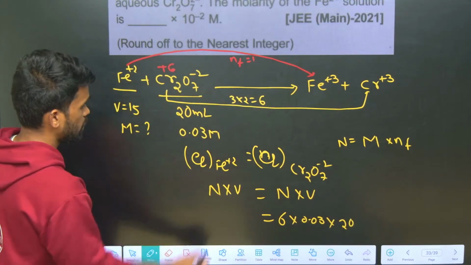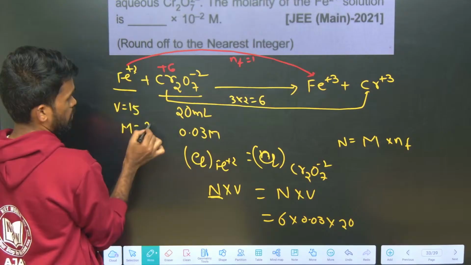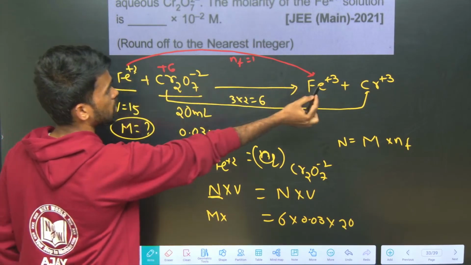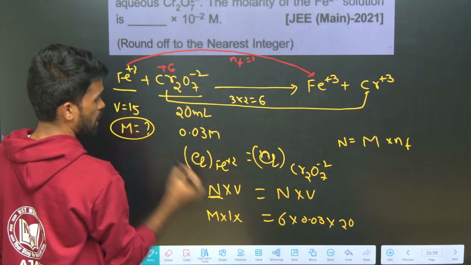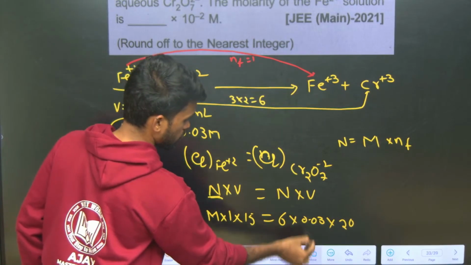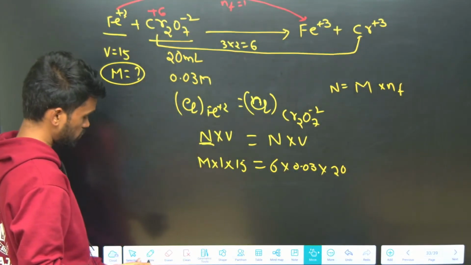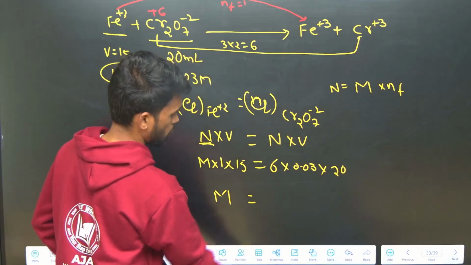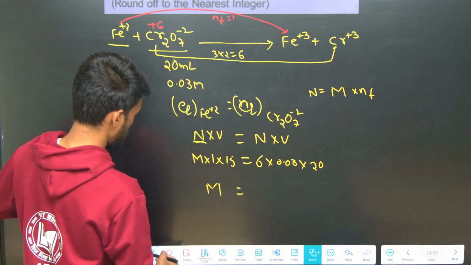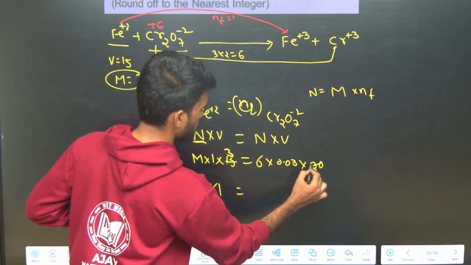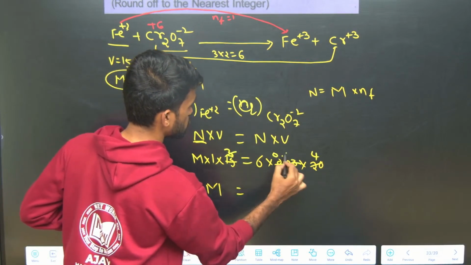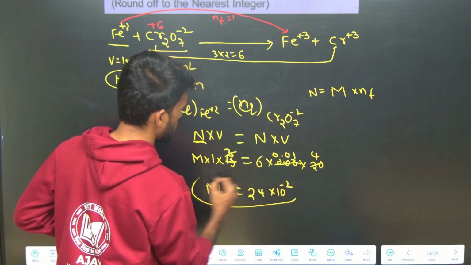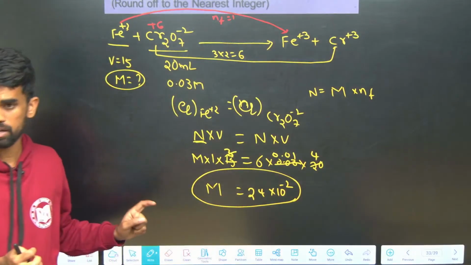And on this side, what is its molarity? We need to find it. What about its N factor? Fe +2 is converting into +3, which means the N factor is 1. And how much volume is it? 15 ml. So what can you make here? So now molarity will be how much? This will be 0.03, which you can write as 3 times, this is 4 times, and this is 0.01. So this will be 24 into 10 power minus 2. This is the molarity of Fe +2 ion in the solution.